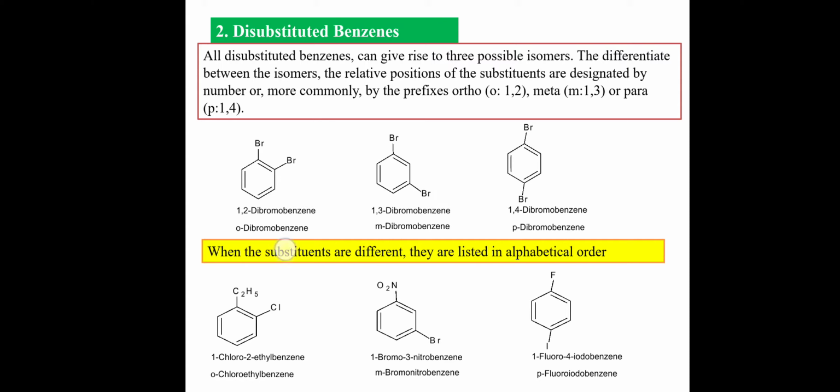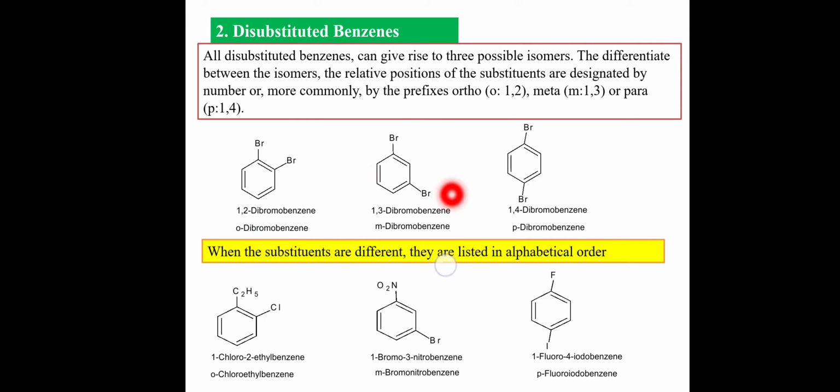Let us see the first example. In the first example, both the bromines are at the 1 2 position. Hence the name of the compound is 1 2, 2 bromine therefore di, so 1 2 dibromobenzene. And this is a 1 2 relationship. Therefore they are ortho to each other. A 1 2 relationship means ortho. Hence the compound has the name ortho dibromobenzene.